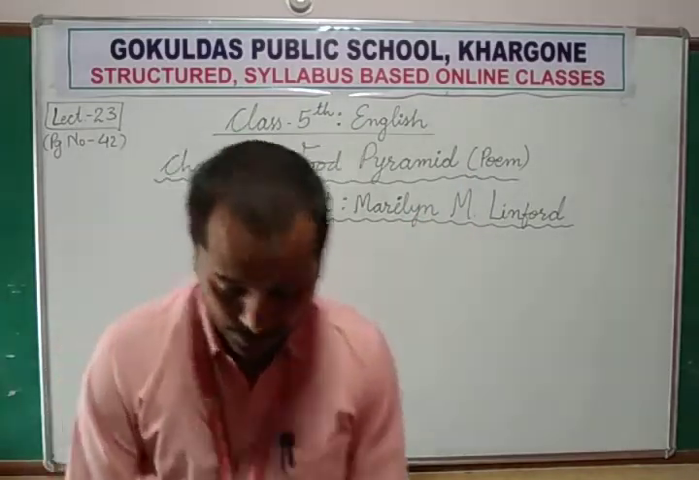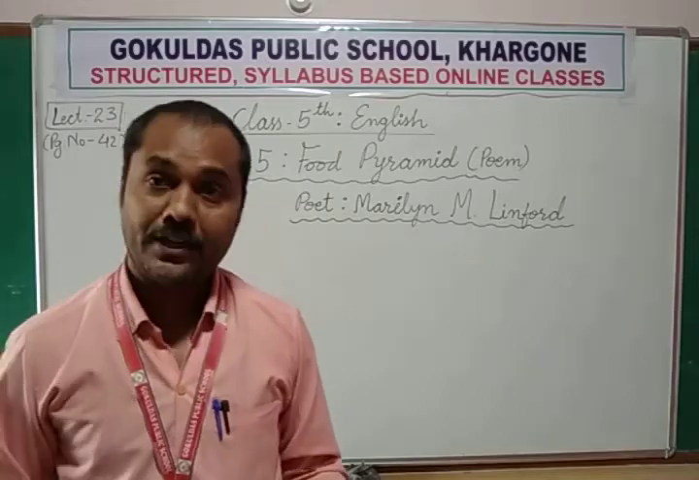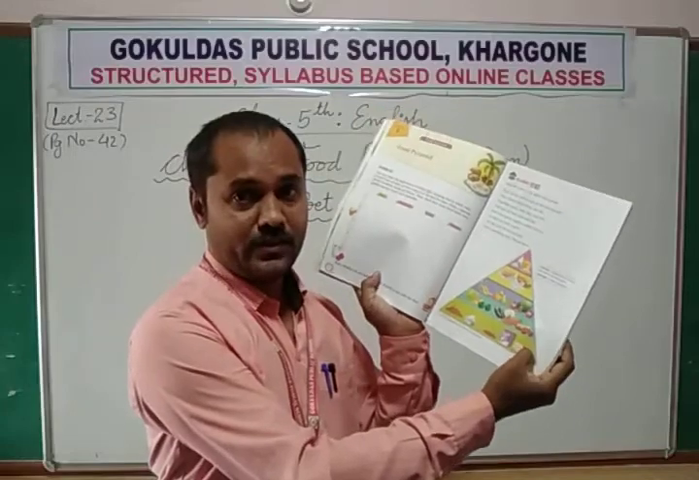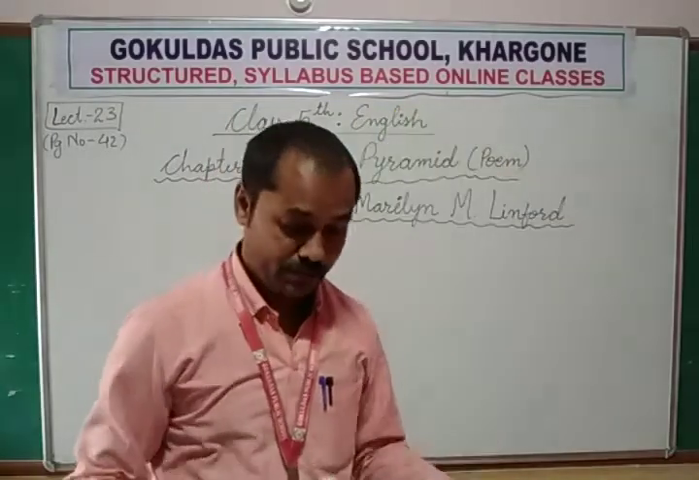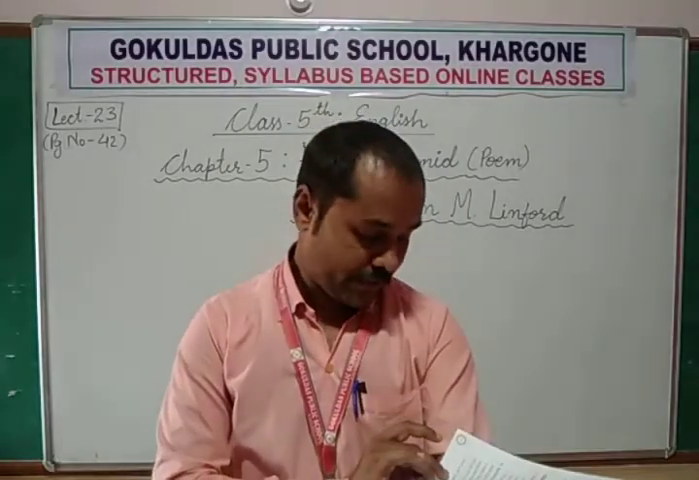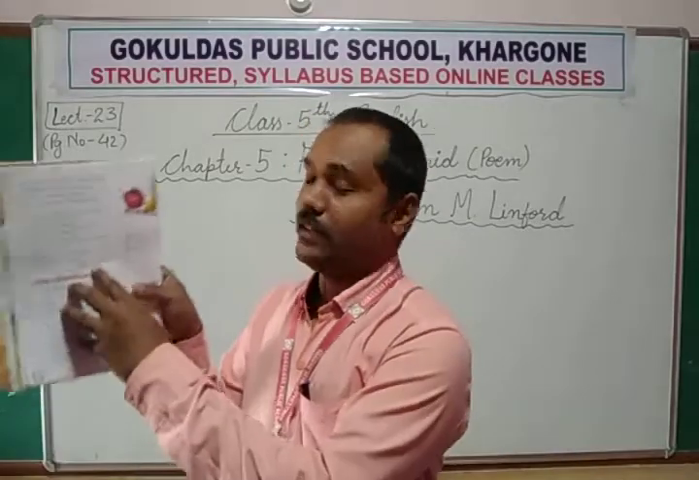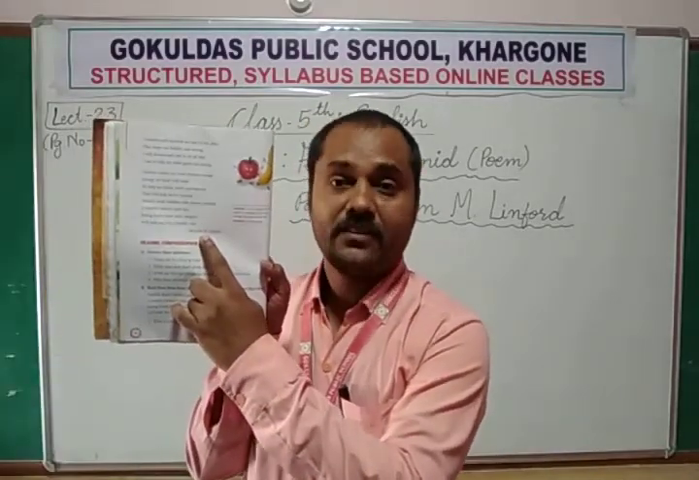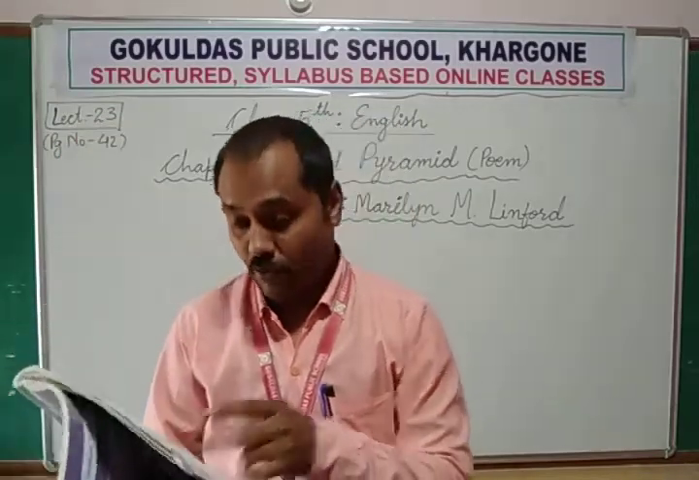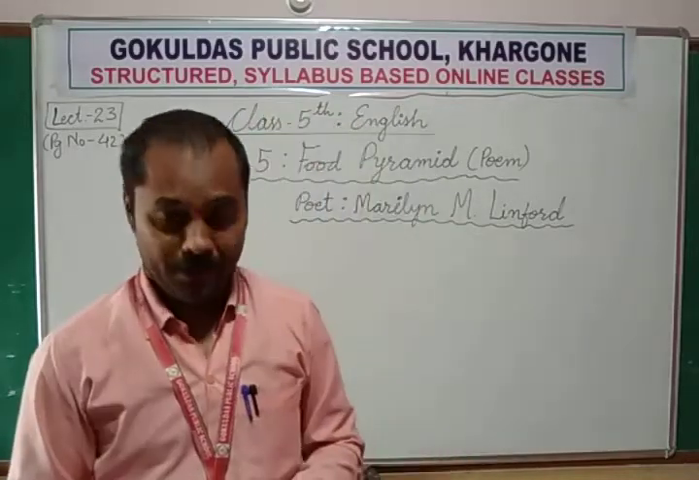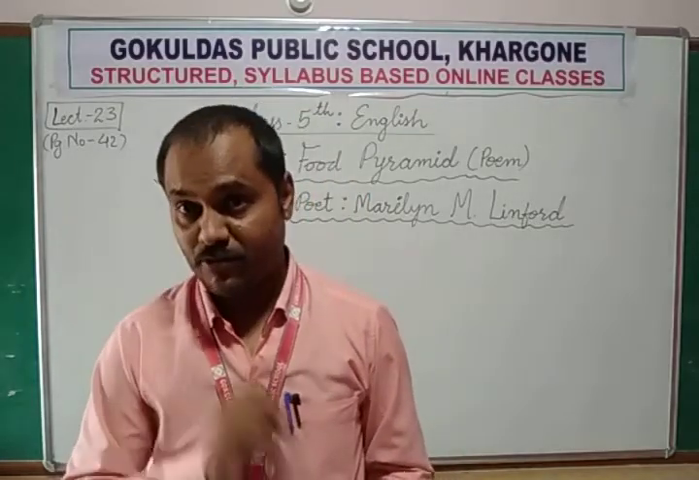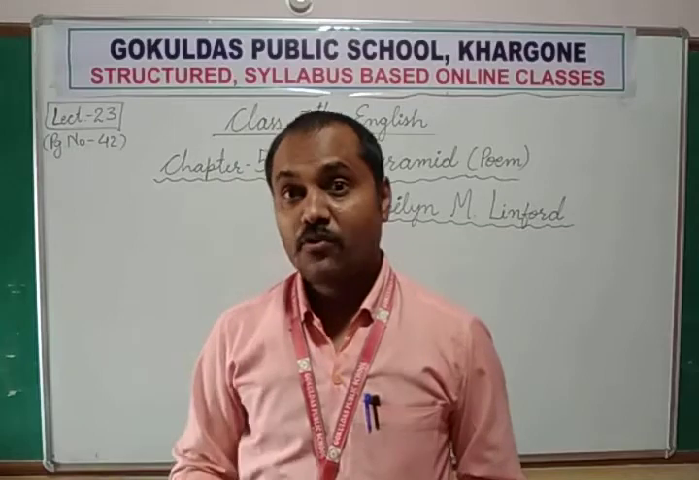If you come to page number 42 in your book, on pages 42 and 43, you will find this chapter and this poem, and the name of the poet is given on page number 44. The name of the poet is generally written at the end of the poem, that is Marilyn M. Linford. So you should remember the name of the poet also. And the name of the poem is Food Pyramid.